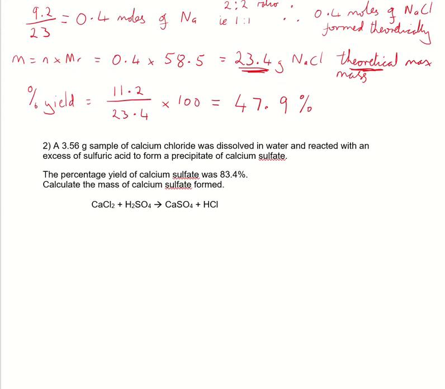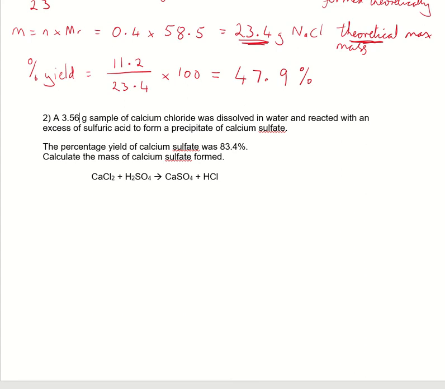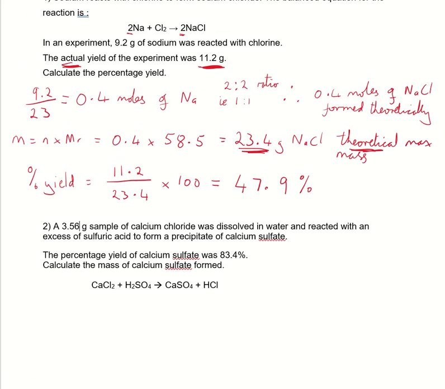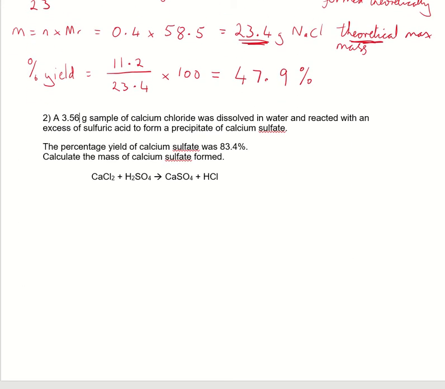Now, beneath it. Now, this one's a lot tougher. So, unlikely you'd see questions like this in the exam, but if you can follow the logic on this, then you're in good stead. But the top one is definitely sort of a common exam question. So 3.56 grams of calcium chloride dissolved in water reacted with sulfuric acid, forms precipitate calcium sulfate there. And it says the percentage yield of the calcium sulfate was 83.4%. And calculate the mass of the calcium sulfate formed.